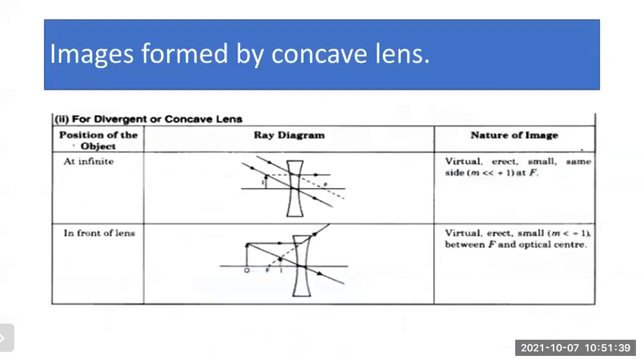Then the image formed by the concave lens. These two ray diagrams you need to know for the concave lens. And as I told you, you should be able to write the nature of the image, like whether the image is virtual, whether it is erect, whether it is small, and whether it is on the same side or the other side of the lens. So these diagrams are very important.